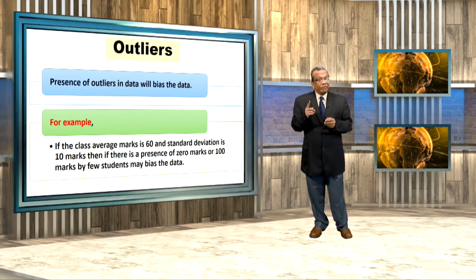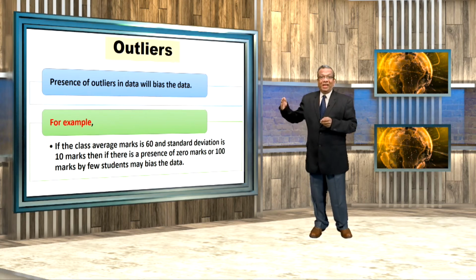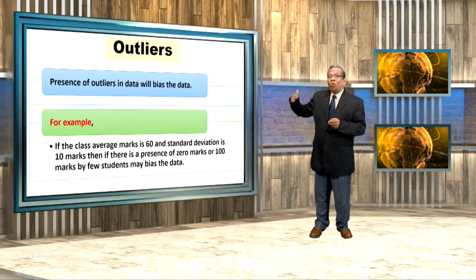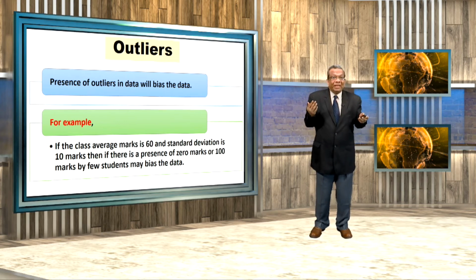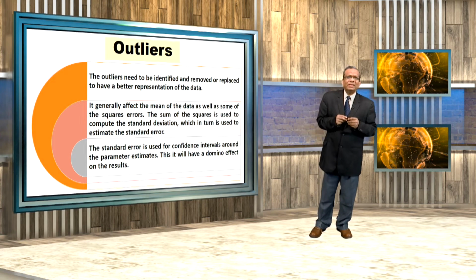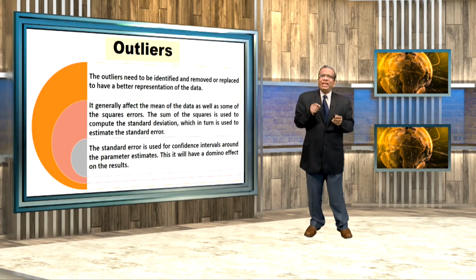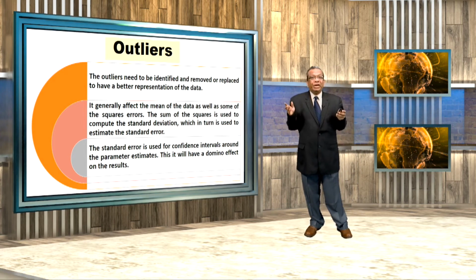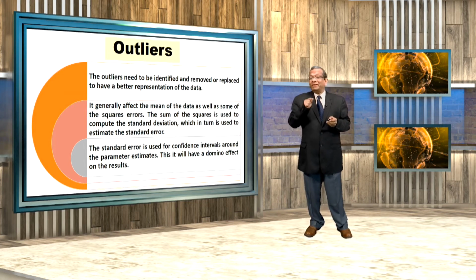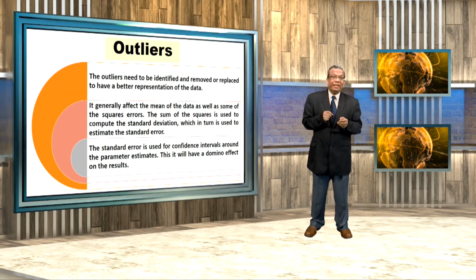However, you may go through who all the outliers are and what exactly their characteristics are separately. But having them in the data is likely to bias your parameter estimation. The outliers need to be identified and removed or replaced to have a better representation of data.